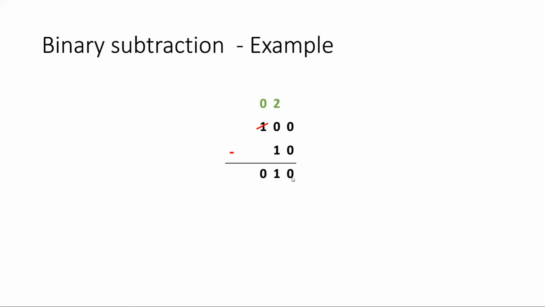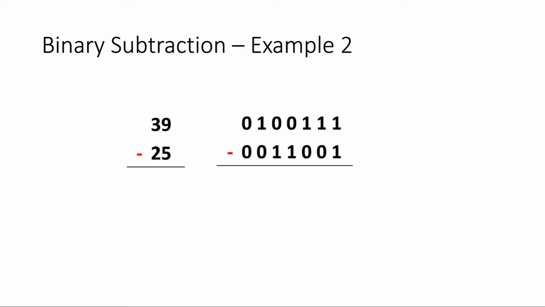Let's see whether or not we have calculated correctly. This first number is the binary representation of 4, because you remember this place shows 1, this is 2, and this is 4. And the second number is the binary representation of 2. So we know 4 minus 2 is 2. And we have here obtained 1, 0, which is the binary representation of 2. So our calculation was correct. Now let's see another example.